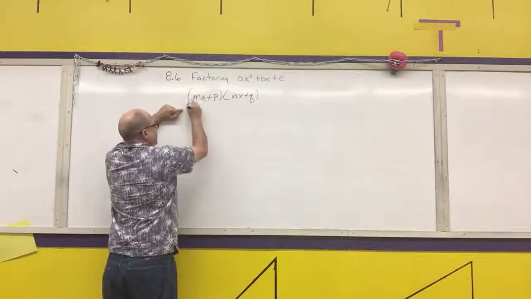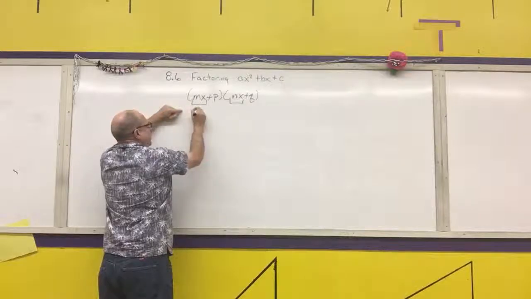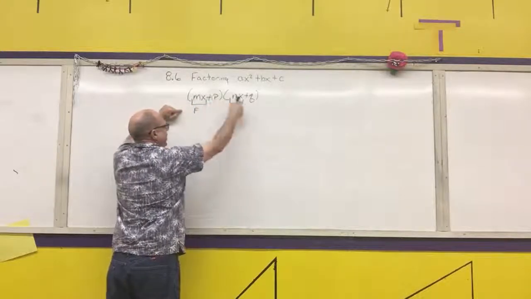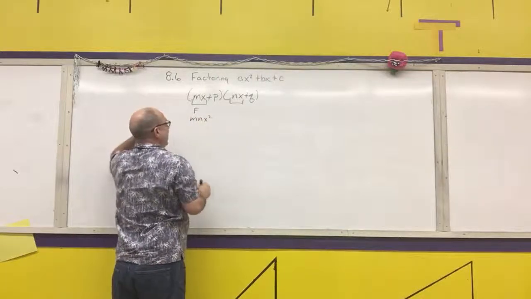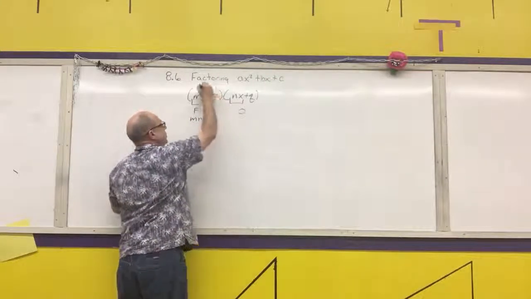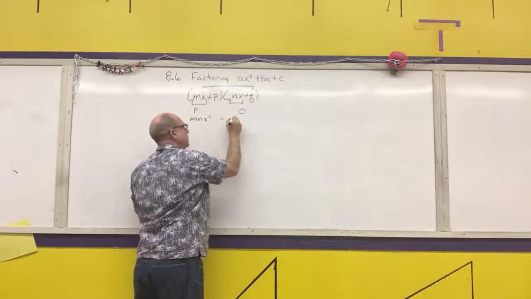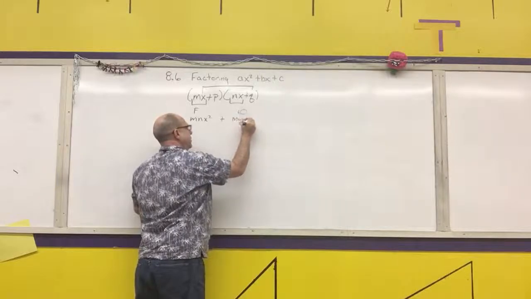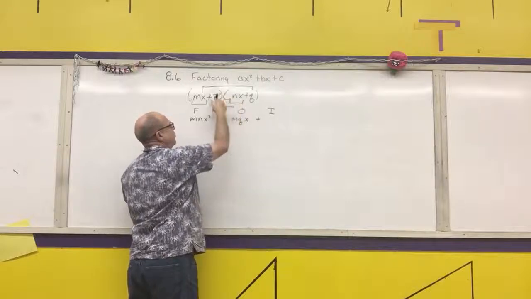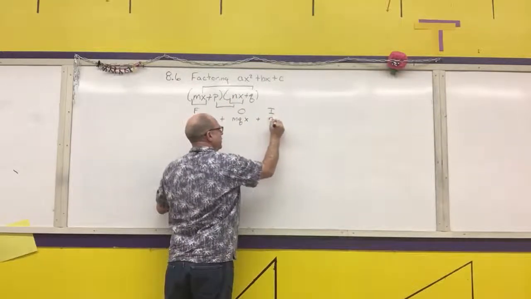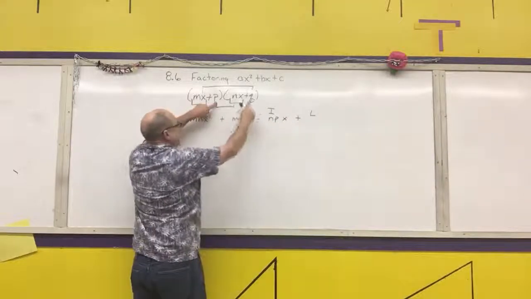So first, multiply m, n, x, x, so that's mnx squared. Outer, mqx. Inner, npx, and then my last term, p times q.